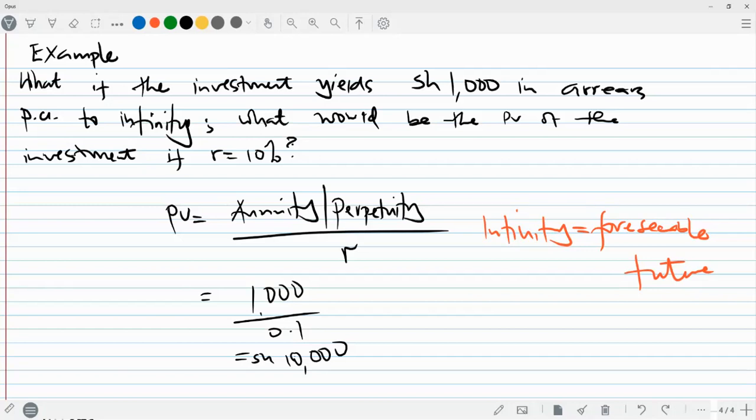And I said that in some cases, the examiner wants to mention the infinity. So the conventional term the examiner is going to mention is the term foreseeable future. But that means infinity. It means, in quotes, forever. Okay, thank you. Any other question?